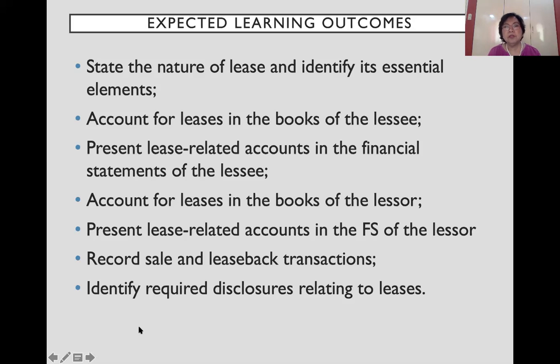You should be able to account for leases in the books of the lessee and present the lease-related accounts in the financial statements of the lessee. Then you should also be able to account for leases in the books of the lessor and, of course, present lease-related accounts in the financial statement of the lessor.